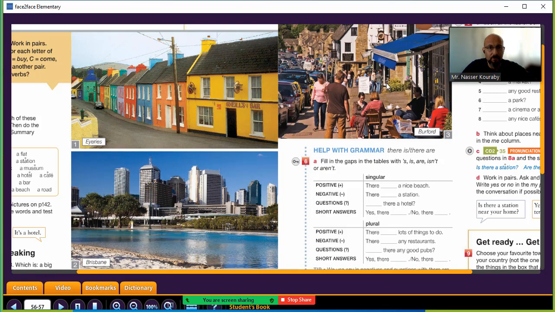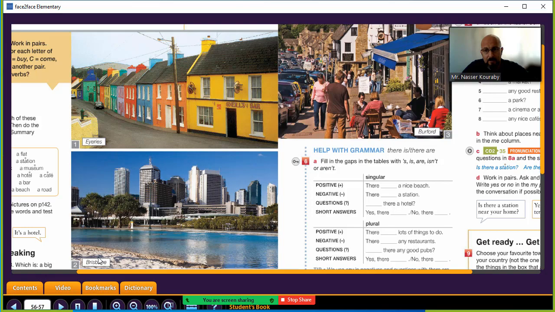So which one is a village? Yes, it's one. Very good. And a small town? Yes, it's Burford. Very good. And the city here is like Brisbane.